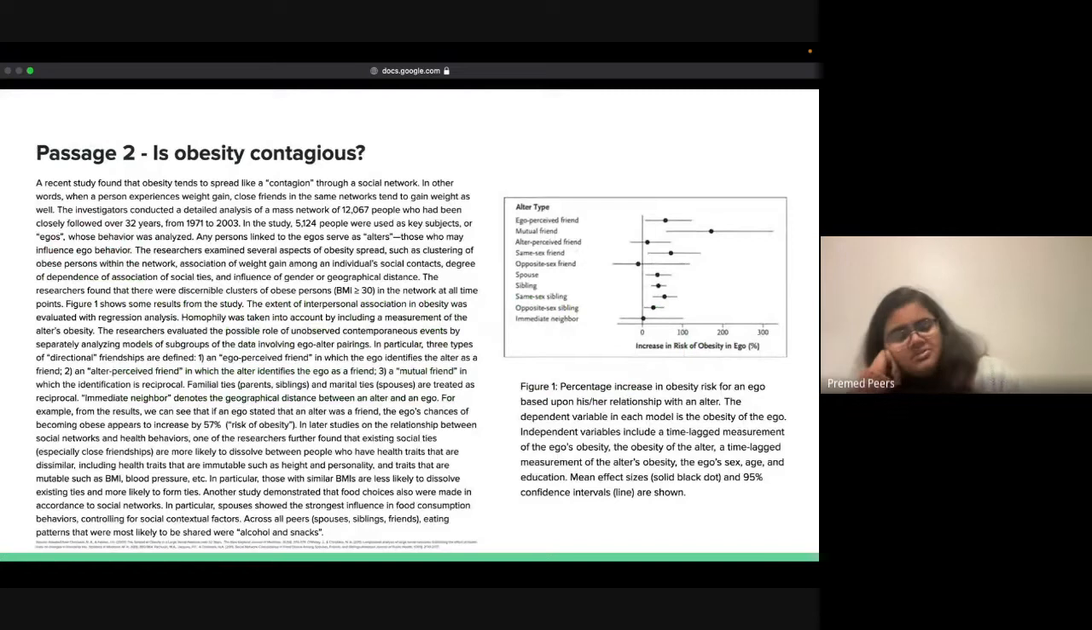Okay, so moving on to the second passage, is obesity contagious? And then again, I'll let you pause this to read through it and take a look at the figure and kind of understand what's going on before we go into the questions.